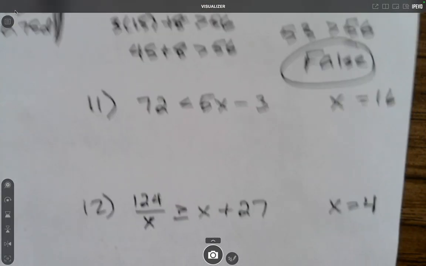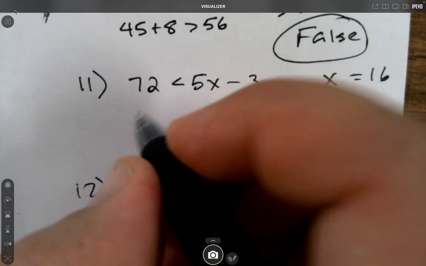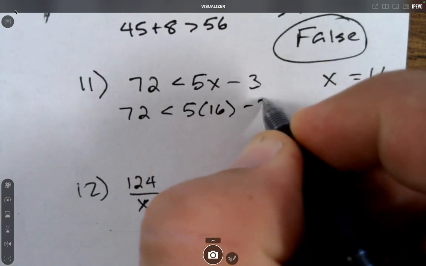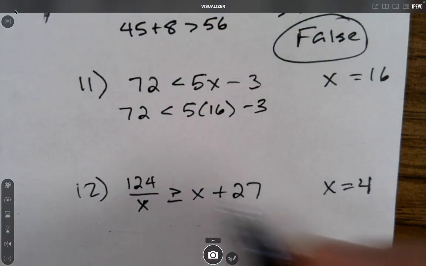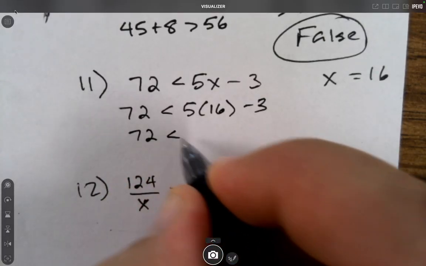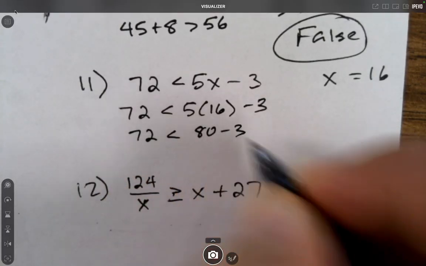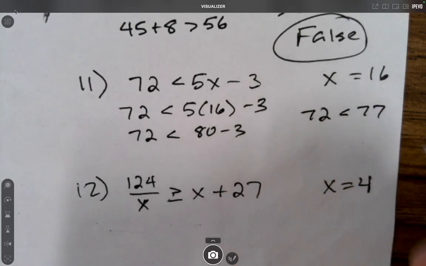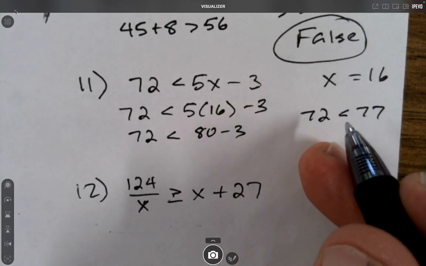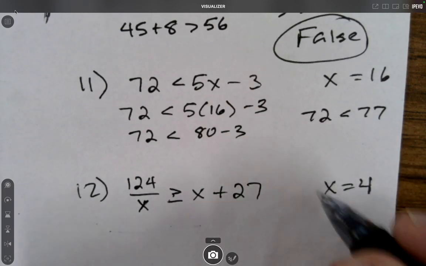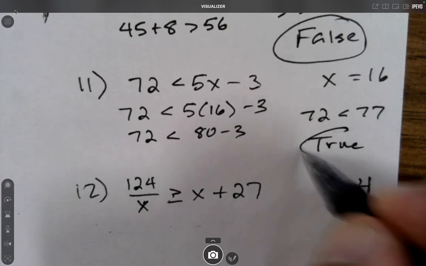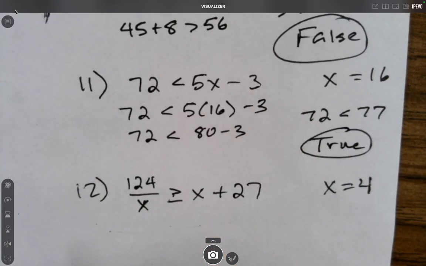Number 11, same process. We're going to plug 16 in for x and see if it's a possible solution. 5 times 16 is 80. 80 minus 3 is 77. And it is true. 72 is less than 77. So we will say that is true. So 16 would be a valid answer or solution, one of many, for this inequality.